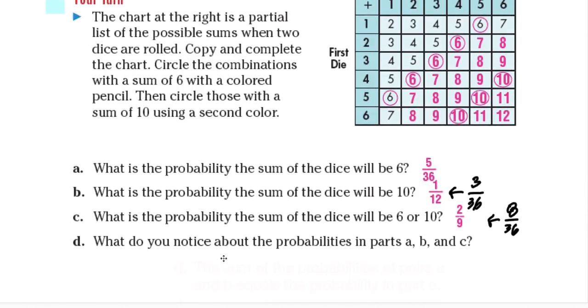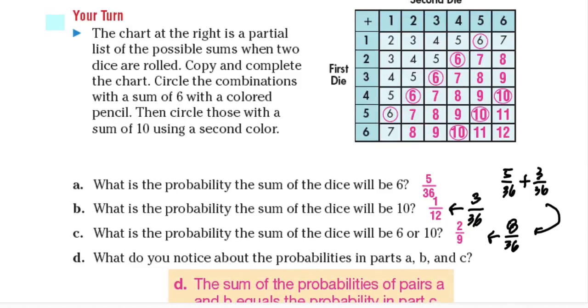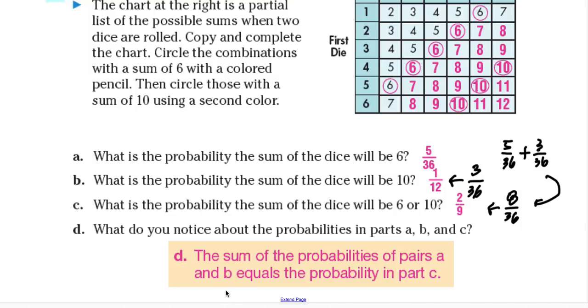What do you notice about the probabilities of A, B, and C? If I add 5 out of 36 plus 3 out of 36, the sum would be 8 out of 36. So, what do you notice about the probabilities of parts A, B, and C? You would notice that the sum of the probabilities of parts A and B equals the probability in part C.